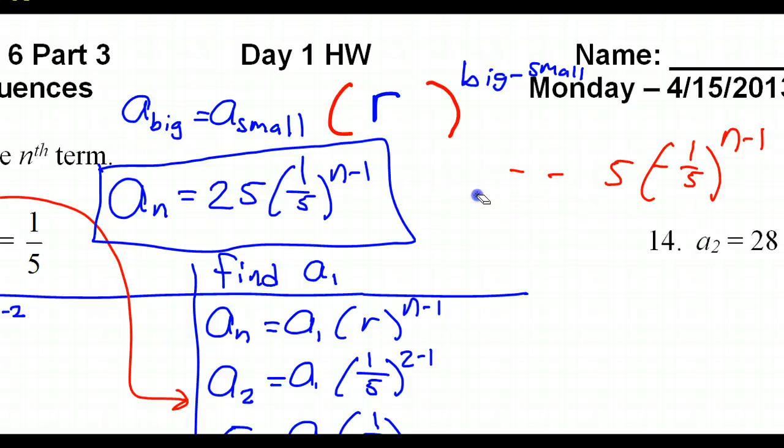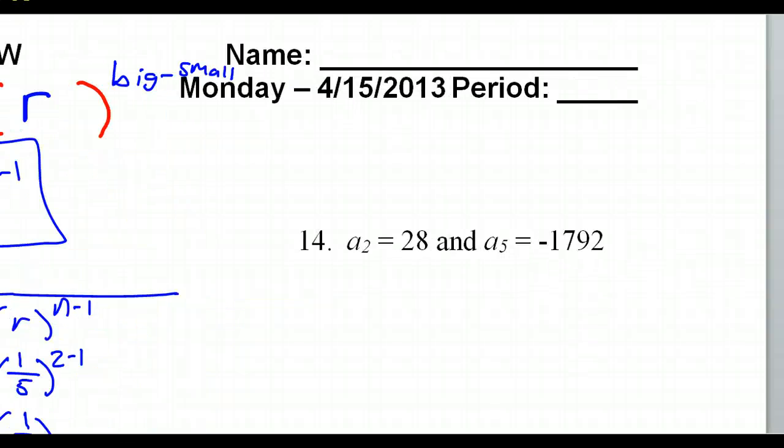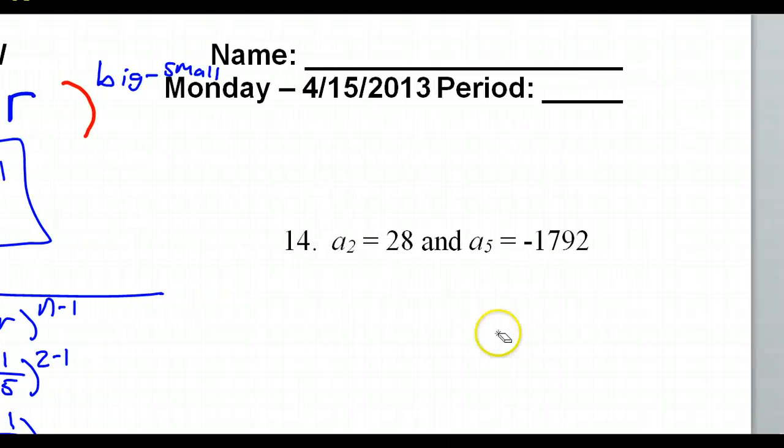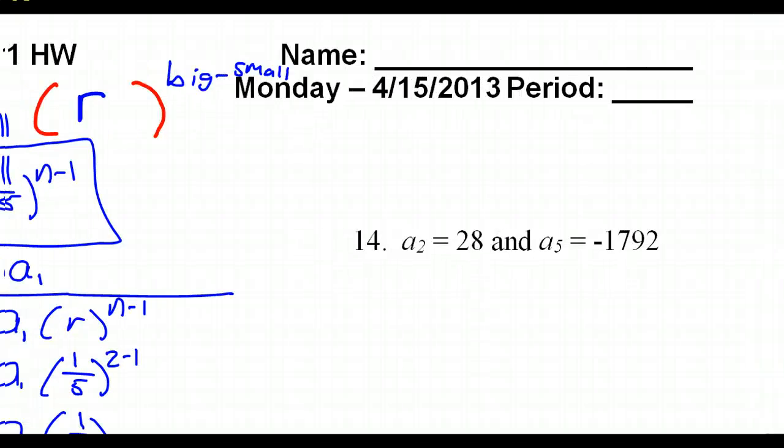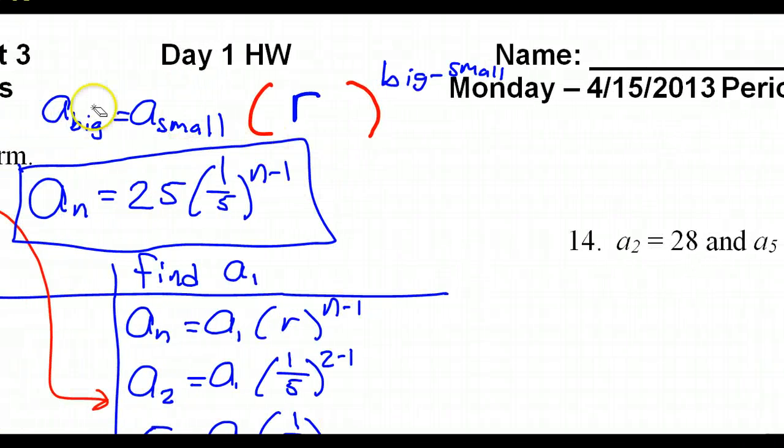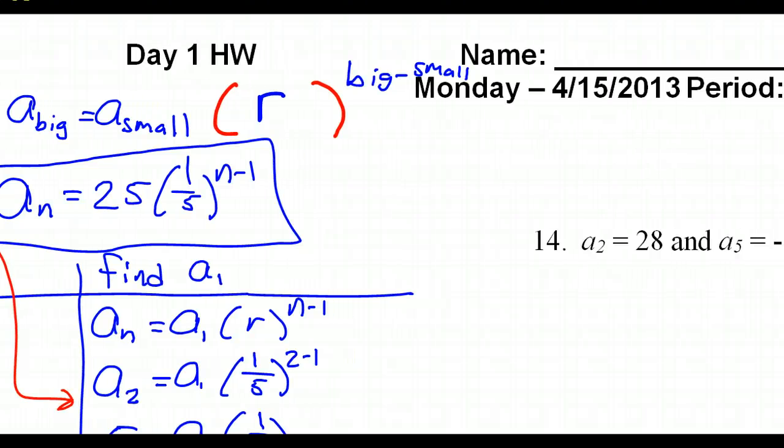Alright, let's accelerate a little bit, see if we can do number 14, but I need to do it a little faster. So here we go. Anytime you're given two terms like this, you're not given r, you're not given a1, you're just given two random terms, that's when we're going to use this new version of the formula. A big equals a small times r to the big minus small power. So let's see what that looks like.